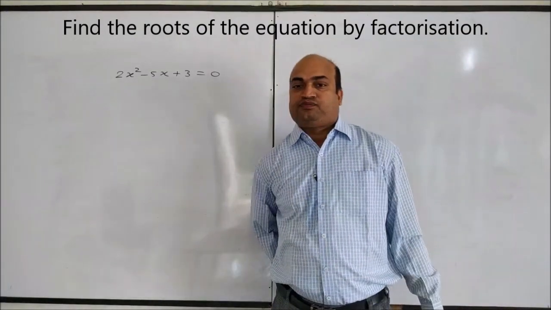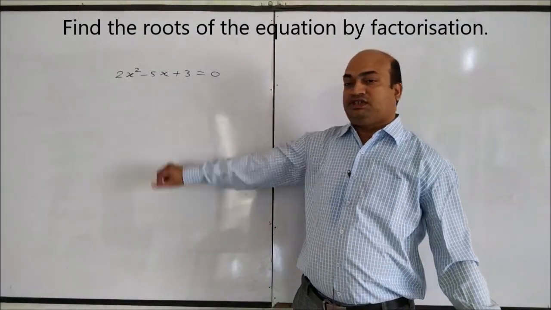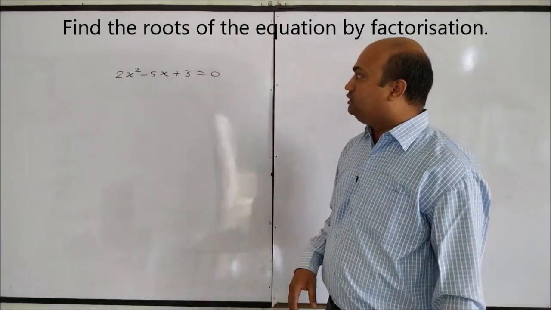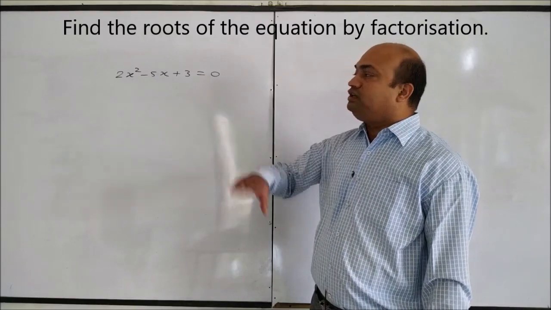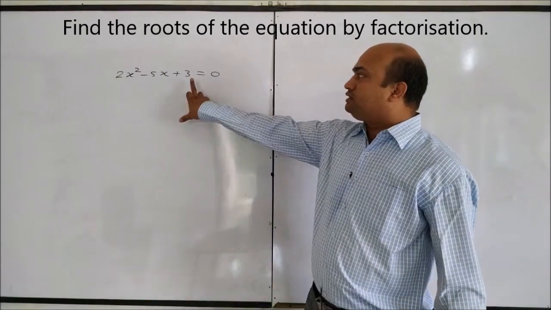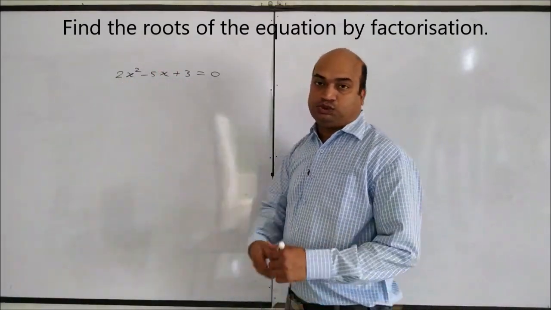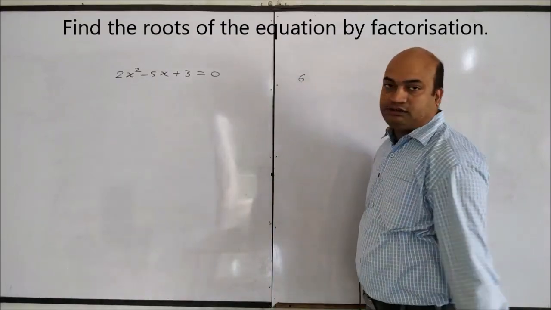Question is, find the roots of this equation by factorization method. If we want to use factorization method to find the roots of this equation, first of all we multiply this 3 and this 2. 3 2s are 6, we get.